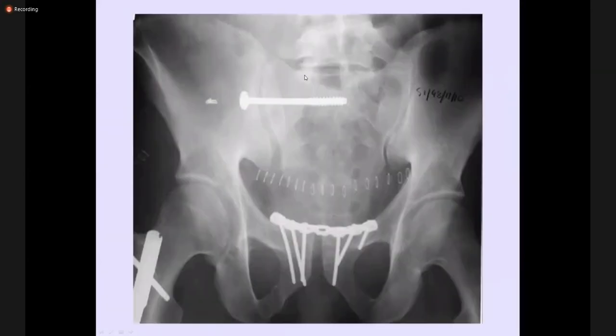And this is the open reduction internal fixation of the pelvis. This is the transpedicular screw from the ala of the ilium to the sacrum, and this is the recon plate, which is stable, which is fixing the open book fracture of the pelvis.